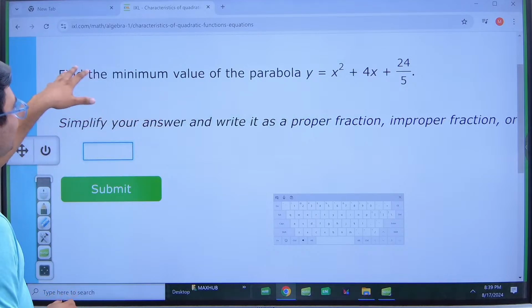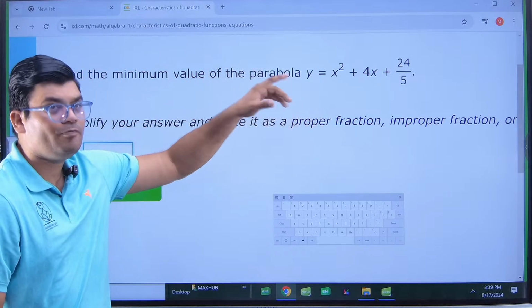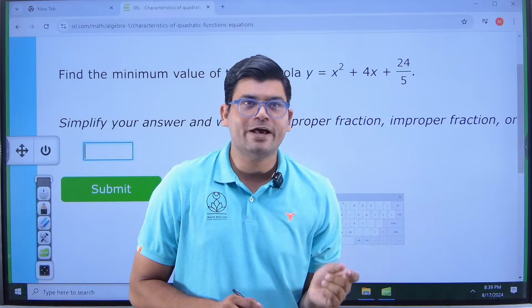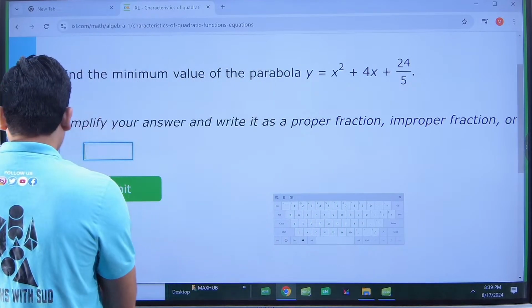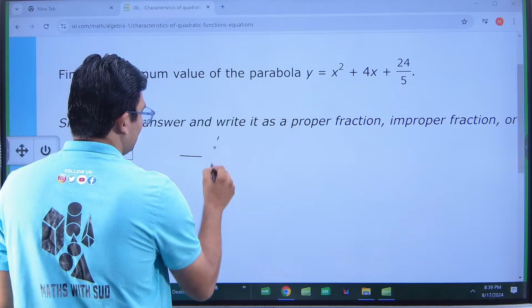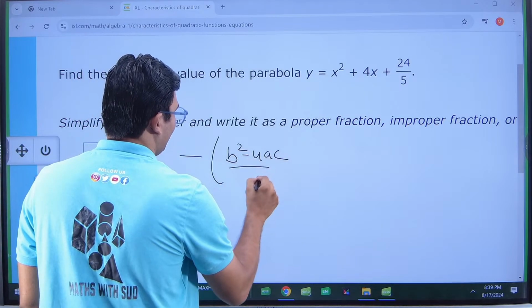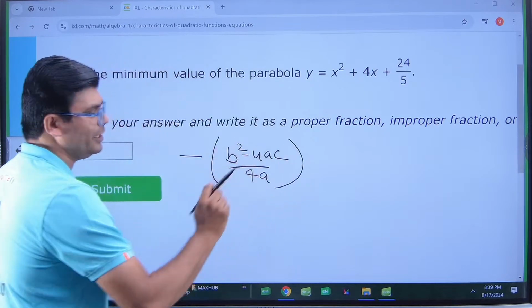Next question, find the minimum value of the parabola. Minimum value means you need to find the value of y. So the value of y you can find by the formula. What is the formula? Formula is minus b square minus 4ac divided by 4a. Just find the value for this and let me know the answer.